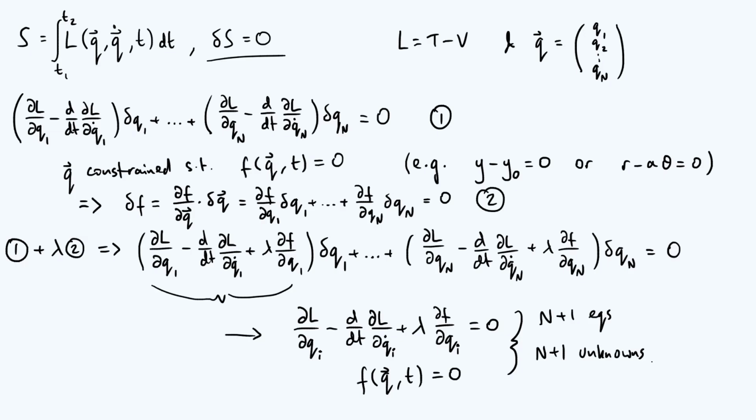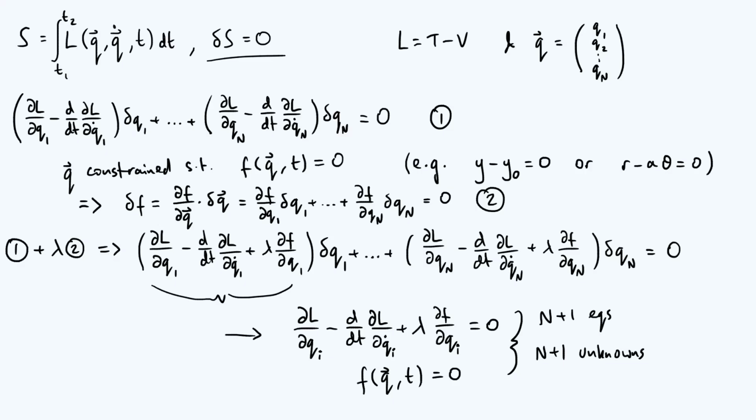In fact, if we hadn't introduced that lambda, the system would be mathematically over-constrained in the sense that you would have n plus 1 equations, right? You've got your n differential equations plus the constraint, but if we hadn't introduced the factor of lambda, we would have had only n unknowns, and so that would basically just be impossible to solve in a consistent way.